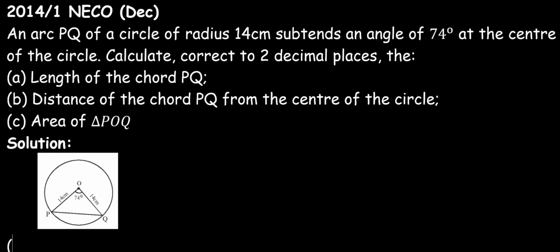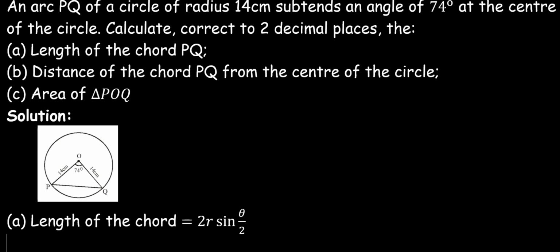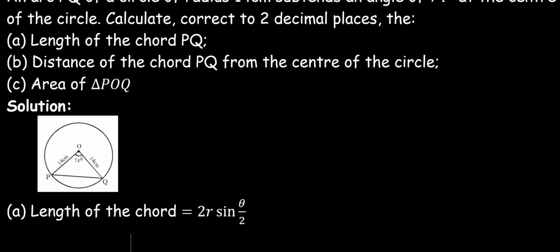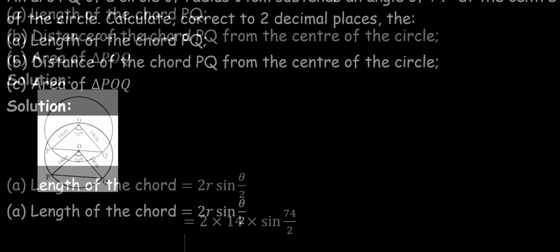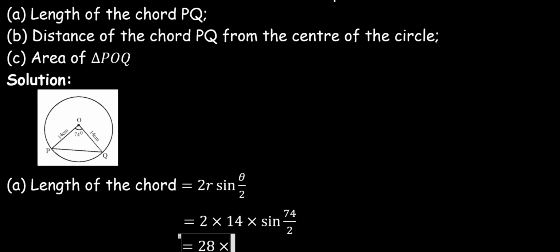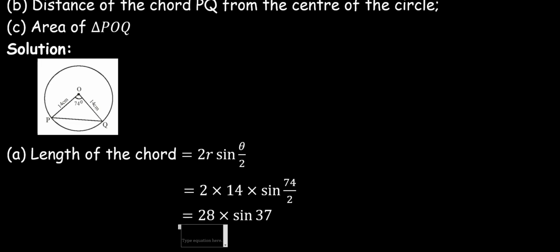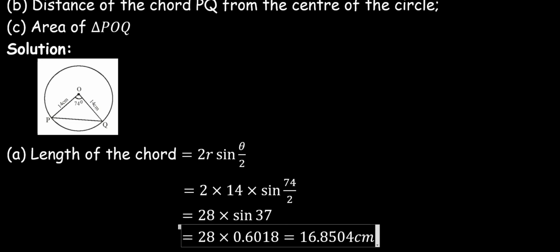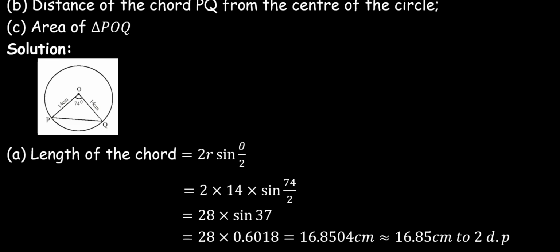Our first problem, which is the length of the chord with a given angle at the center of the circle as shown, will be equal to 2r sine theta over 2. Substituting for the given values, it will be equal to 2 times 14 times sine 74 over 2. The result is 28 times sine 37, and that will give us 28 times 0.6018, which is equal to 16.8504 cm, approximately 16.85 cm to 2 decimal places. The other parts of the solution are left for our learners to go through in the textbook.